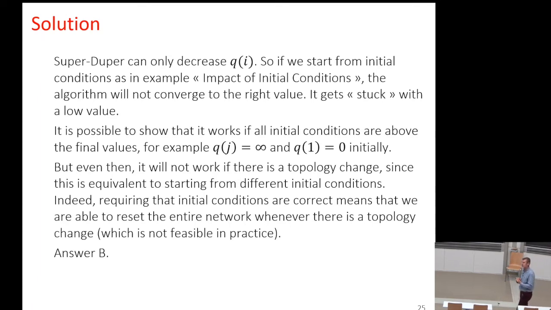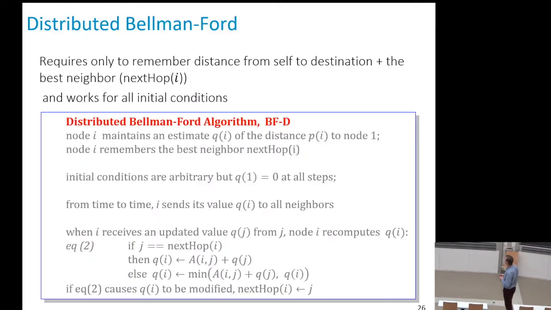Now, if the network is stable, there is no change during the whole execution of the algorithm, and if the initial values are the ones we gave first, that is infinite for everyone who knows nothing, this will work. But in all other practical cases, we don't want to force ourselves to be in this situation, because if there is any change, it will not work. So if we use an algorithm like this, we need another mechanism that will detect whether there is a change and send a reset to everybody, which would be ugly, so we don't want this. So in practice, super duper is not a good idea.